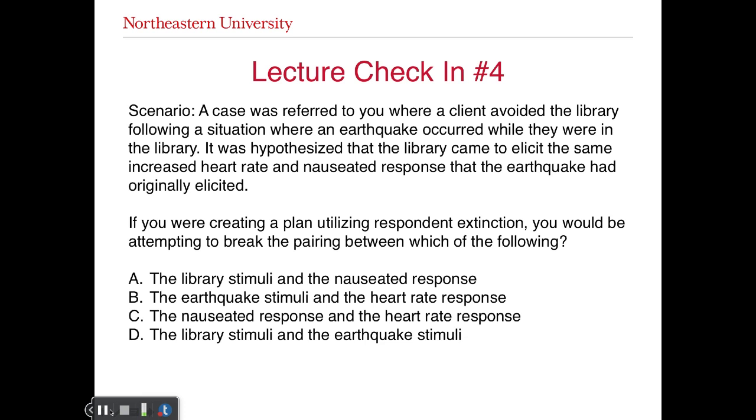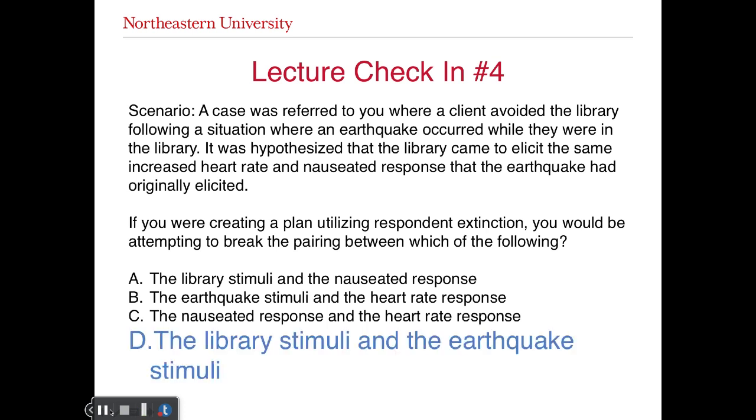So I've had similar situations to this, not this exact situation, but in a situation where an earthquake occurred in a library. And that earthquake originally elicited a nauseated response and an increased heart rate, or increased heartbeat. What could happen is the library could come to elicit those same responses. So respondent extinction, we would be interested in depairing what?